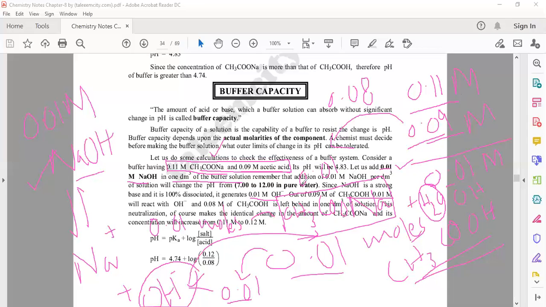When we are going to add this 0.01 to it, it will become 0.12. Initially acid is 0.09 molar and salt is 0.11. When we are adding the base having a concentration 0.01, this base will change the buffer solution. How will it change? NaOH, OH negative ions react with the acid, acetic acid, and form salt and water. Due to the reaction, 0.01 moles of acetic acid from 0.09 moles will be consumed and it will become 0.08.